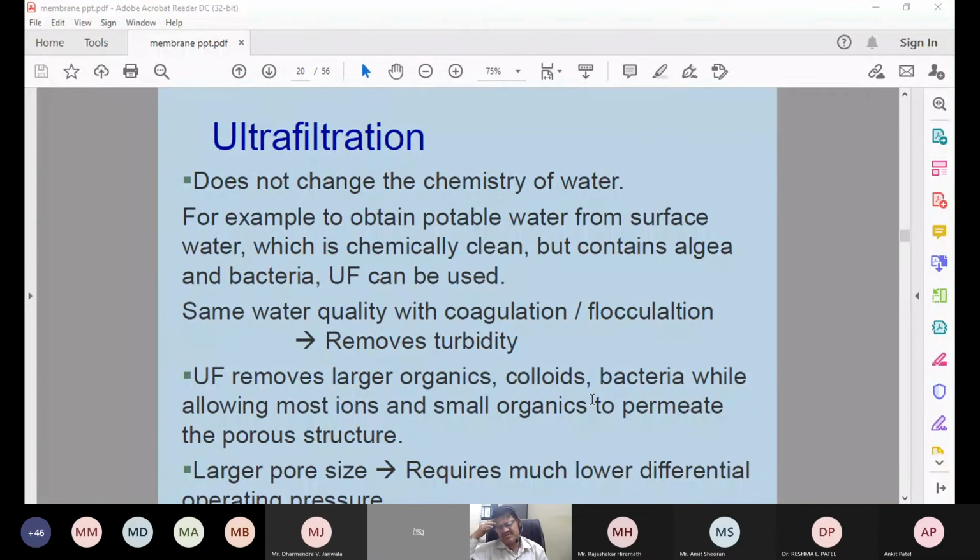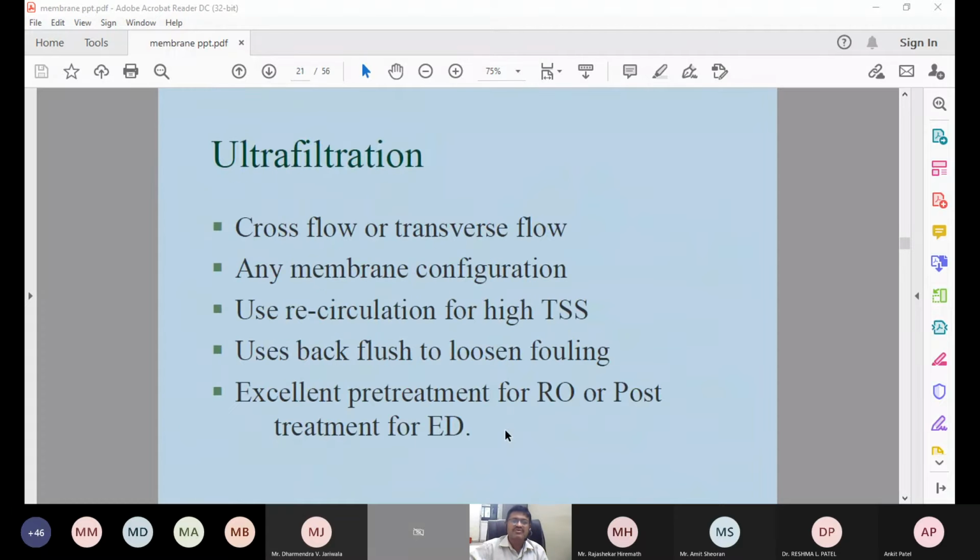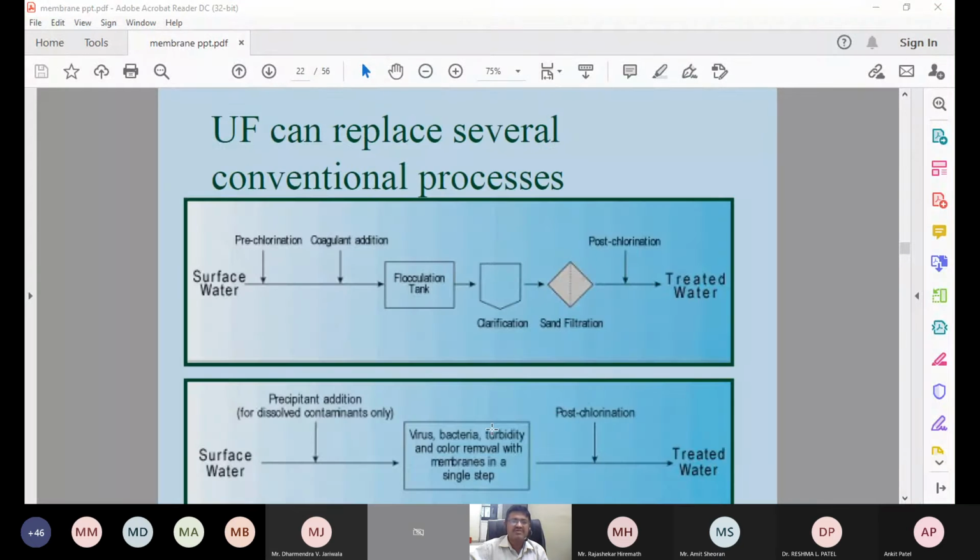Whatever coagulation and flocculation we are doing in the water treatment plant, the same thing is done by the ultrafiltration if you use this membrane. Okay. So instead of coagulation, flocculation, if you use the ultrafiltration membrane, then you will get the same thing. Larger pore size is there and they require much lower differential operating pressure. So ultrafiltration can be used as cross flow or transverse flow. Any membrane configuration can be used. Okay, so this I think we have already covered.